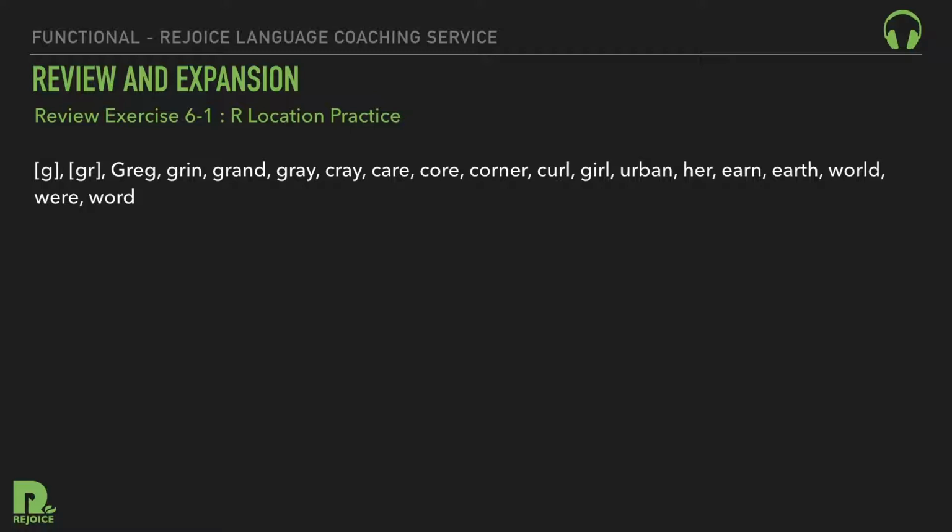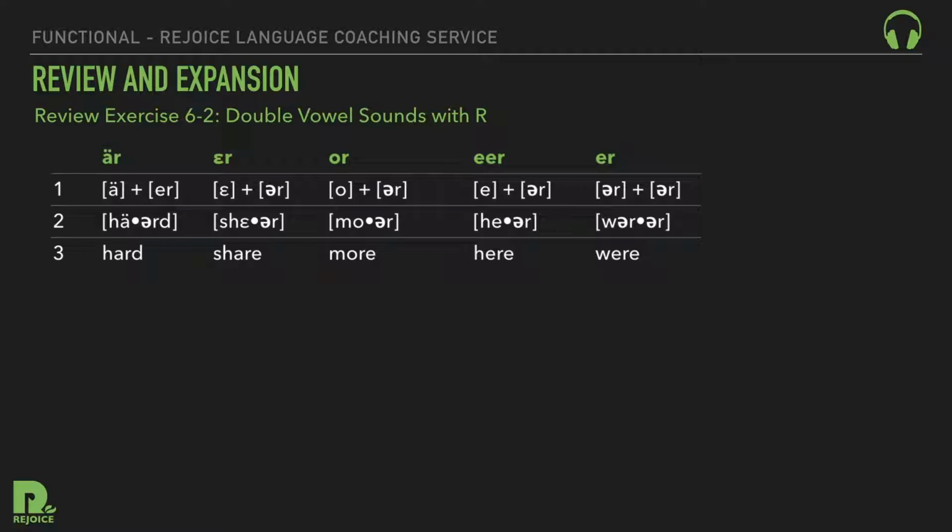Review exercise 6-2. Double vowel sounds with R. Ah. Er. Ha. Erd. Hard. Eh. Er. She. Er. Share. O. Er. Mo. Er. More. E. Er. He. Er. Here. Er. Er. Were. Er. Were.